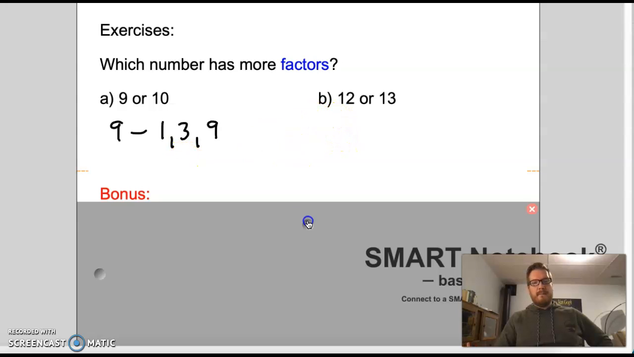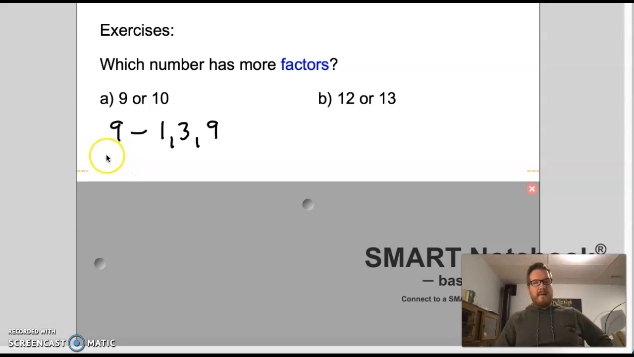If I want to write out the factors of 10, right, 1 goes in, 2 goes in, 5 goes in, and 10 goes in. And then I'm going to just use little commas. So 10 in this case has more factors. The larger number has more factors. Now, that may not be the case over here.